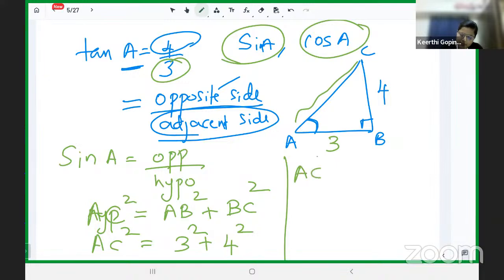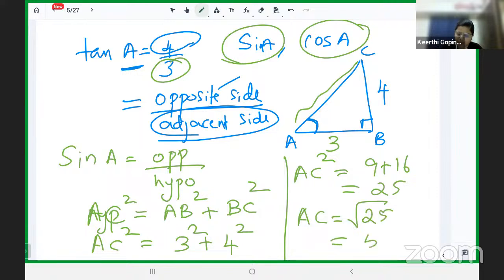So what is AC square? AC square is equal to 9 plus 16, that is equal to 25. We need the length of AC, so AC is equal to root 25, that is equal to 5. So we got the length of AC.